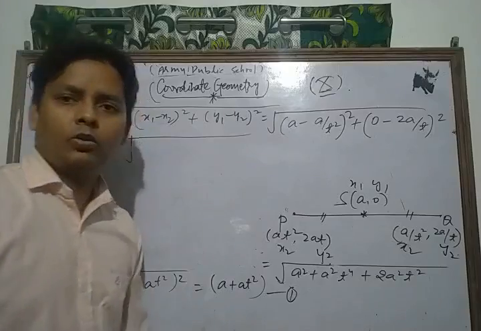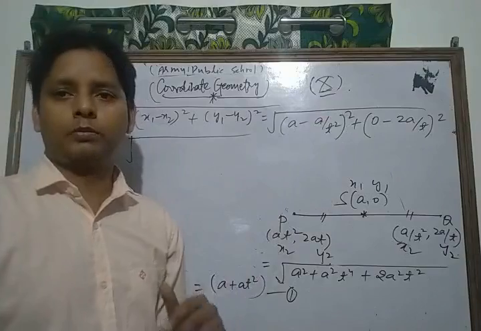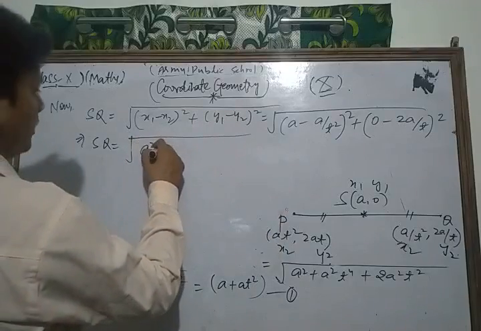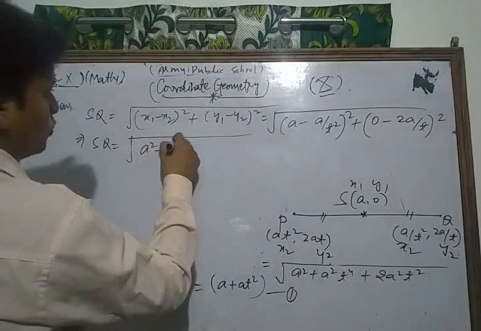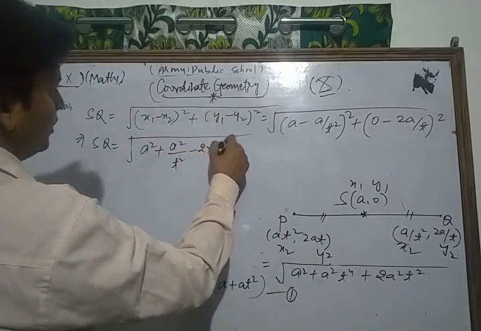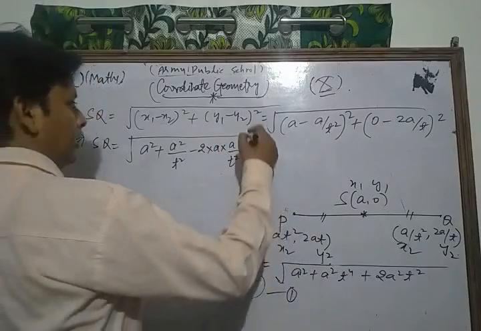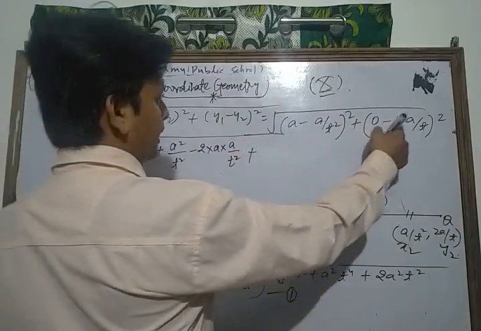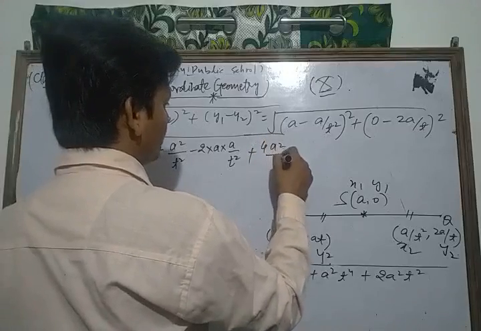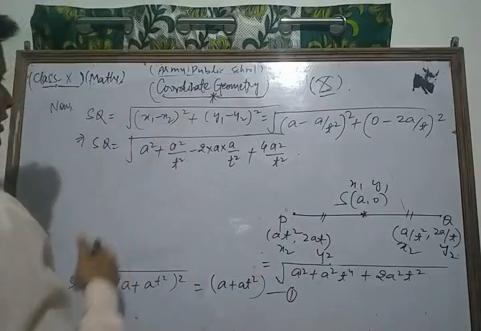Here we expand the value (a minus a upon t square) whole square by using the formula (a minus b) whole square identity. So a square plus b square minus 2 into a into b. And here plus minus 2 upon t whole square, so converted to plus 4a square upon t square, 4a square upon t square. Yes. Now we simplify them.